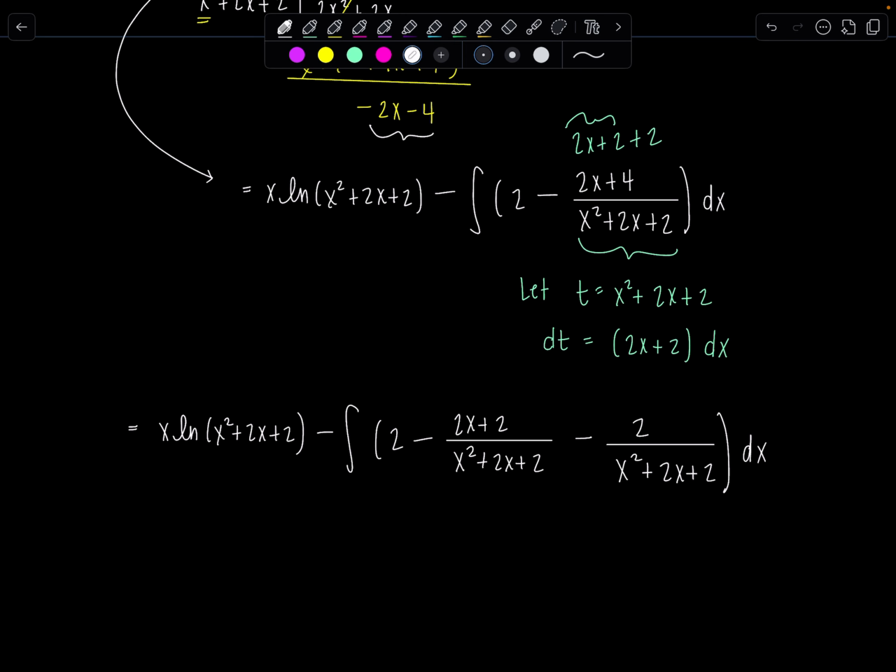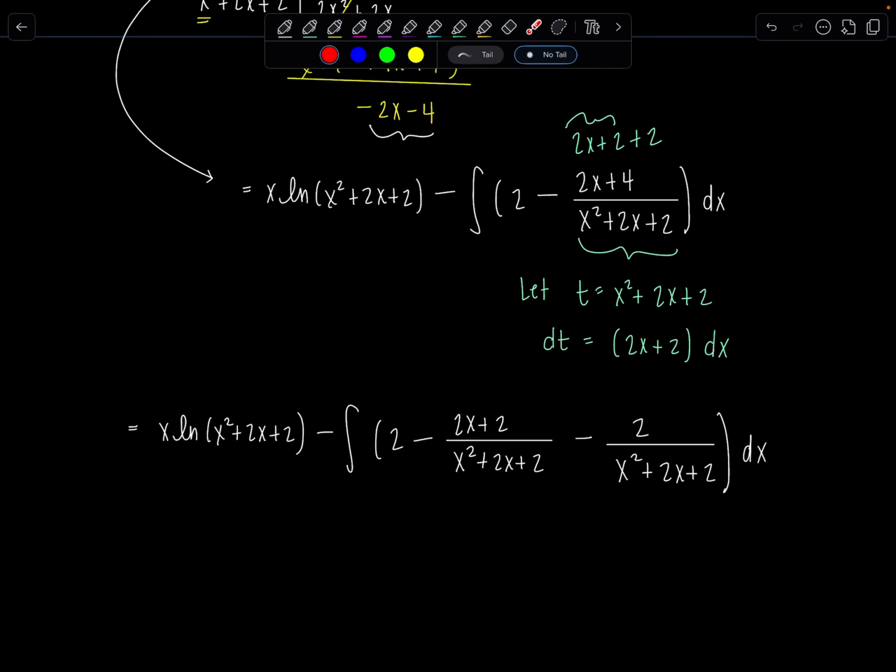Can we take the antiderivative? Antiderivative of 2, we got it. This one, I'm not going to write the full substitution out, but basically t is the denominator. That's dt, so it's just going to be ln of the bottom. We got it. Now what about this pesky little guy?